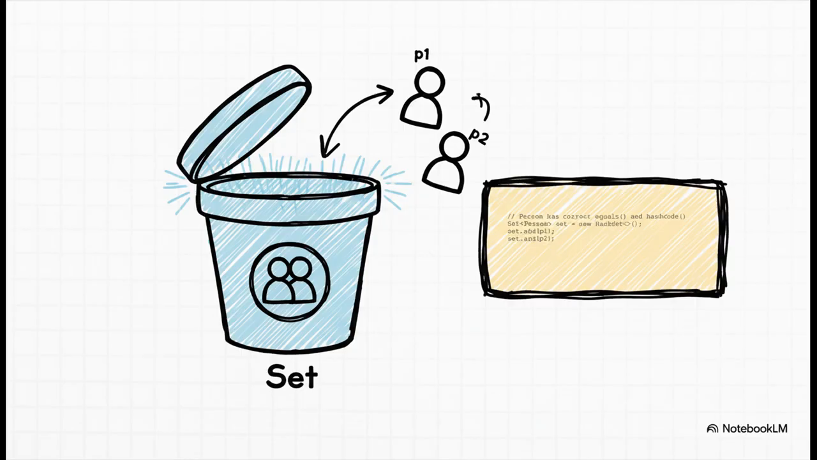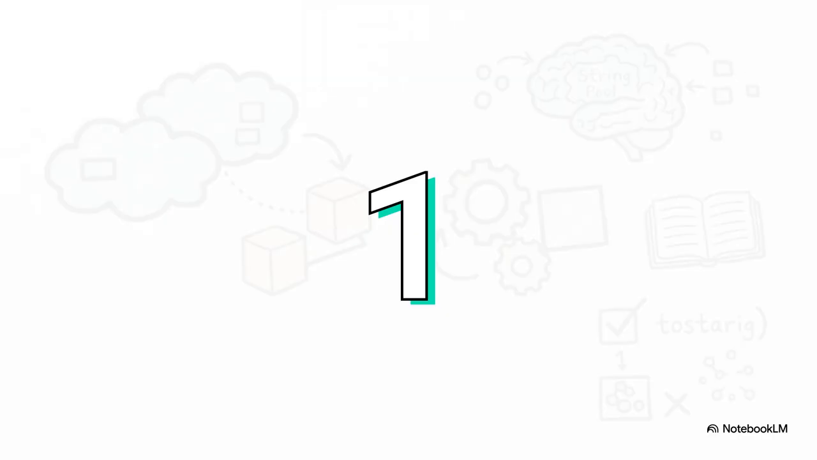Now we're going to take both of these equal objects and try to add them to a HashSet. Now remember, the whole entire point of a HashSet is to only store unique things. It's supposed to prevent duplicates. And what happens? The final size of the set is 1. Perfect. The HashSet correctly saw that p2 was a duplicate of p1 and just ignored it.